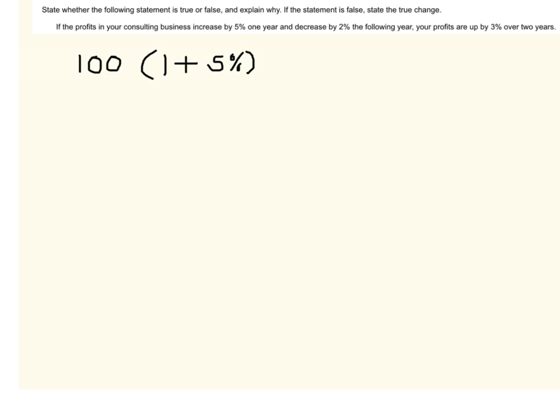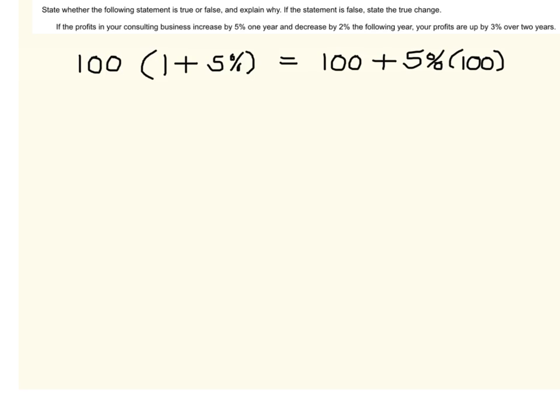So another way to write this would be to say 100 plus 5% of 100. So here I'm saying the same thing. This expression is the same as this. I just distribute the 100 to the 1 and then plus distribute the 100 to the 5%.